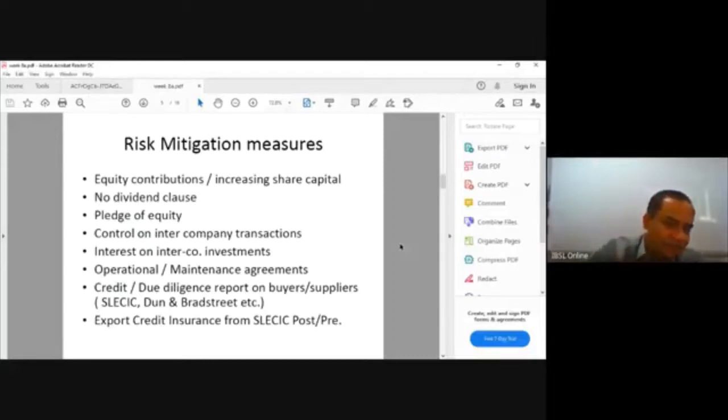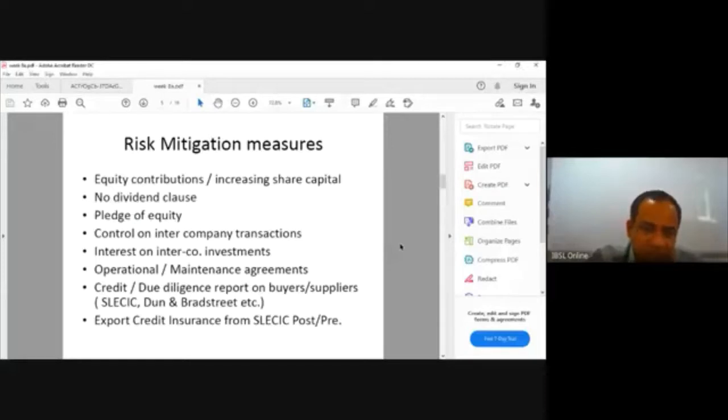So these are all ways in which they can camouflage the transactions, right? You need to keep a tab on that. Some sort of risk mitigation measures, some conditions and covenants we have to put.